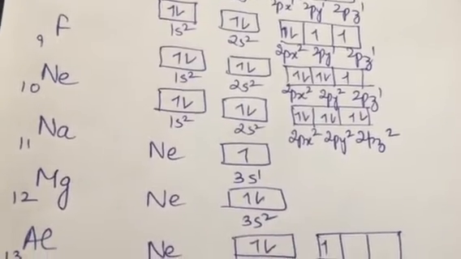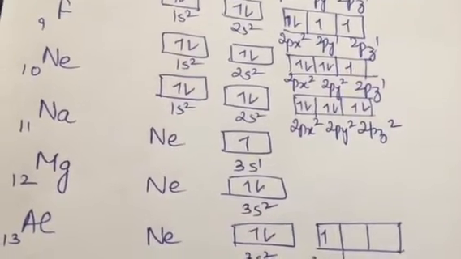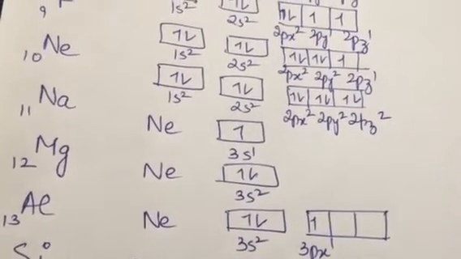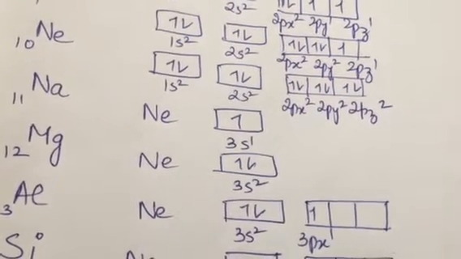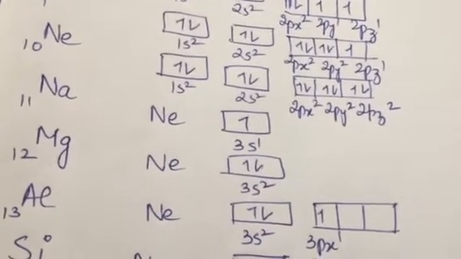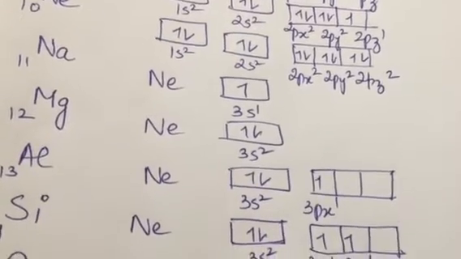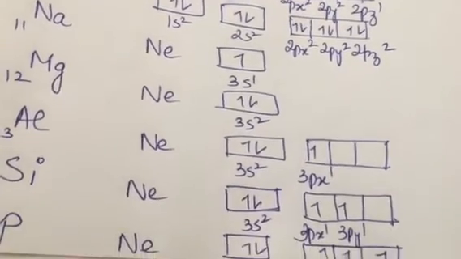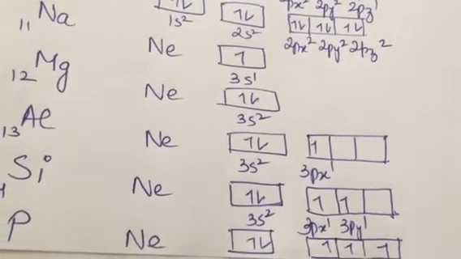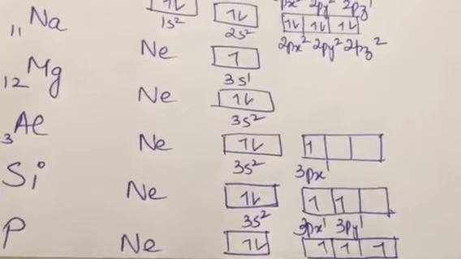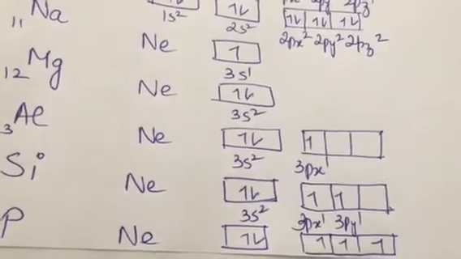Then the next orbital to be filled is 3s. So the first electron would go to the 3s orbital. Similarly, the quantum numbers here would be n equal to 3, L equal to 0, M equal to 0, because the last electron enters the 3s orbital. In magnesium, it has to be 3s2. In aluminium, it has to be 3s2, 3px1. In silicon, it would be 3px1, 3py1. In phosphorus, 1 electron each would be given to 3px, 3py and 3pz.